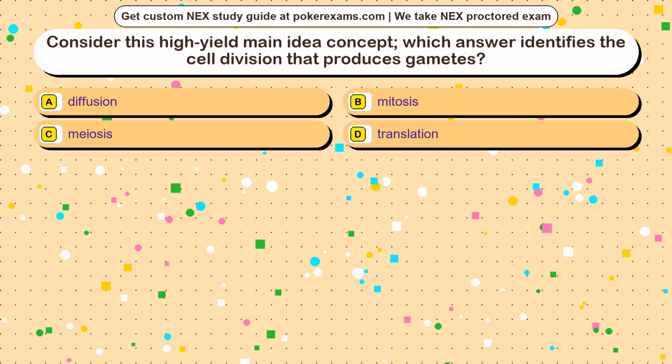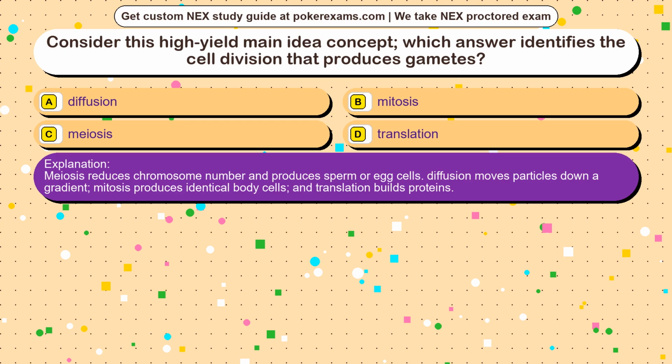The correct answer is option. Meiosis reduces chromosome number and produces sperm or egg cells. Diffusion moves particles down a gradient. Mitosis produces identical body cells, and translation builds proteins.